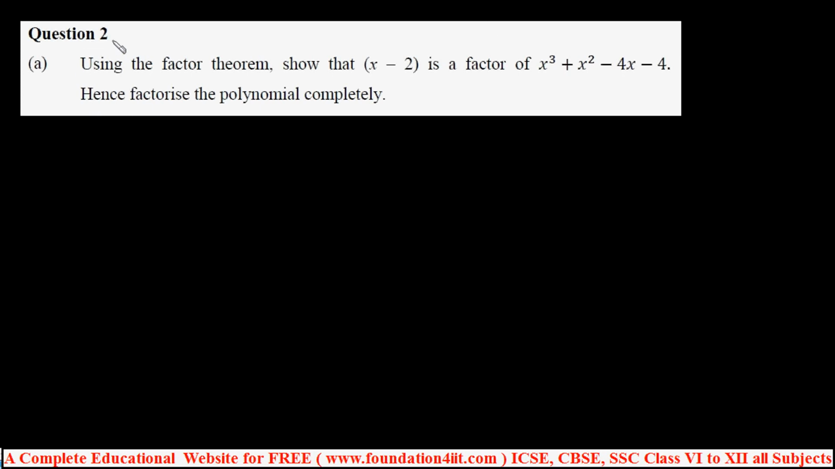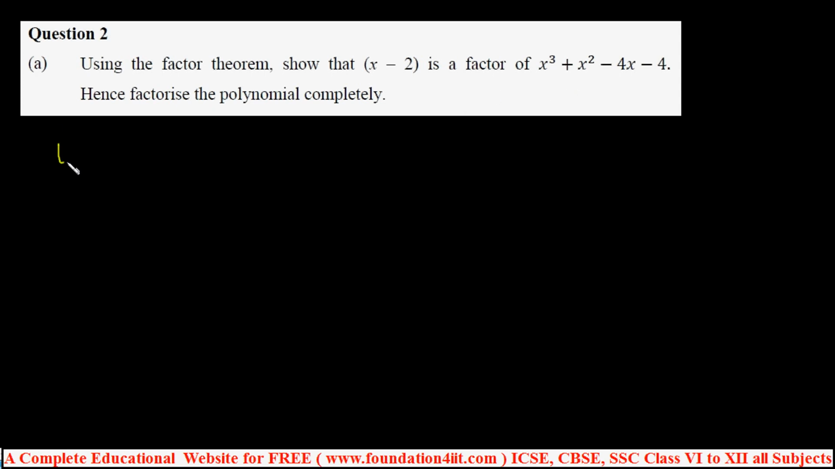In this paper, from question 2a: using the factor theorem, show that x minus 2 is a factor of x cube plus x square minus 4x minus 4. Hence factorize the polynomial completely. First of all, we have to show that x minus 2 is a factor of this x cube plus x square minus 4x minus 4.